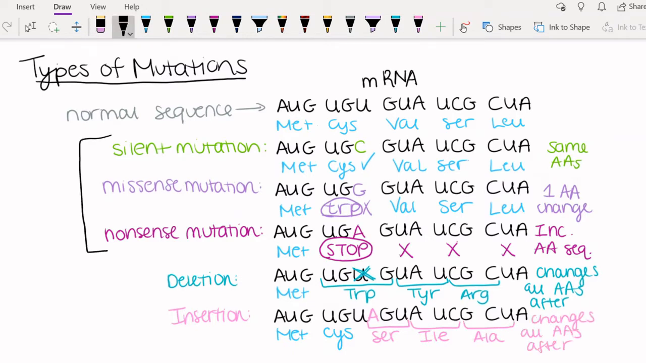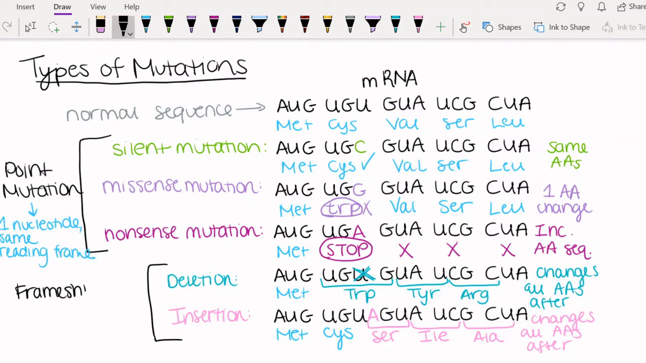The types of mutations are categorized into two groups. Silent, missense, and nonsense mutations are called point mutations because the DNA is only changed at that one point. The reading frame stays the same. Insertions and deletions are called frameshift mutations because the reading frame will change. Frameshift mutations can be very harmful because they can change large parts of the amino acid sequence.